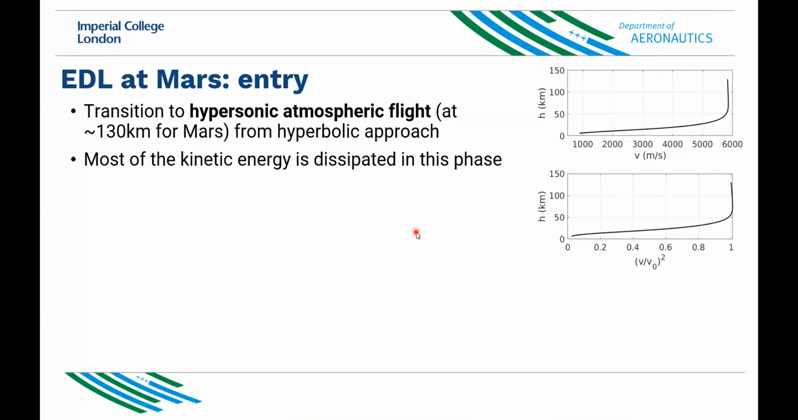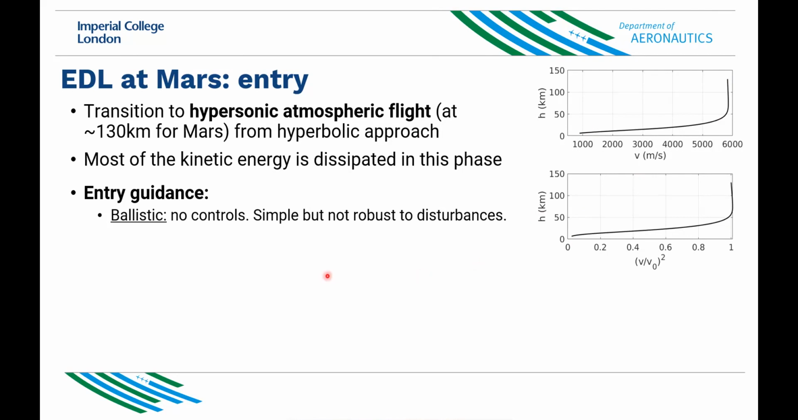If we go into a little bit more detail into what constitutes EDL, we start with an entry phase in which the vehicle transitions from the hyperbolic approach orbit to hypersonic atmospheric flight. Again, during the remainder of this talk, I will consider bodies with an atmosphere, since the core is devoted to Mars. And during the entry phase, most of the kinetic energy of the vehicle is dissipated. This is, for instance, a notional entry trajectory. You can see that the velocity goes from about 6,000 meters per second to, here it's probably around 400, and about 95% of the kinetic energy is dissipated through essentially aerodynamic drag and heating.